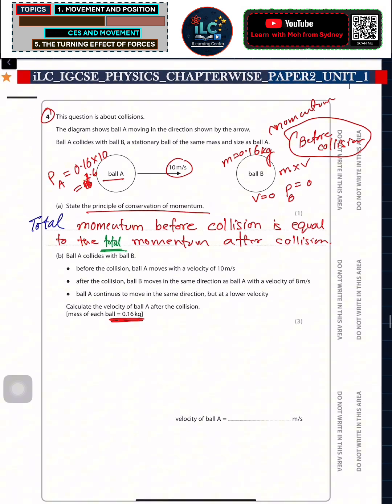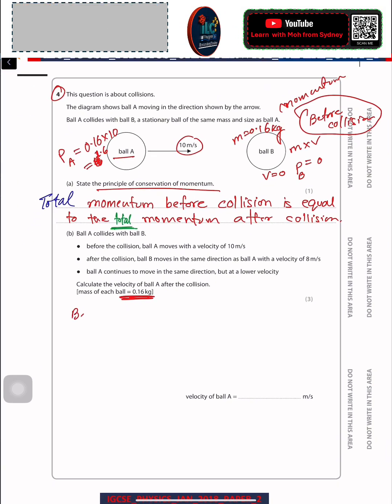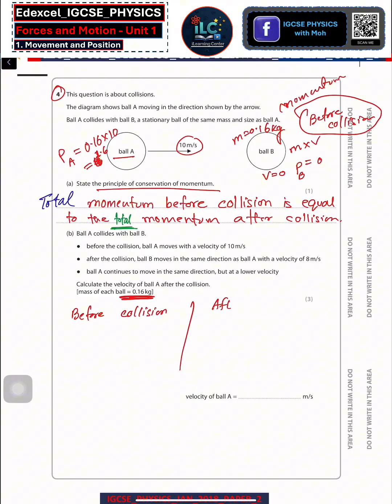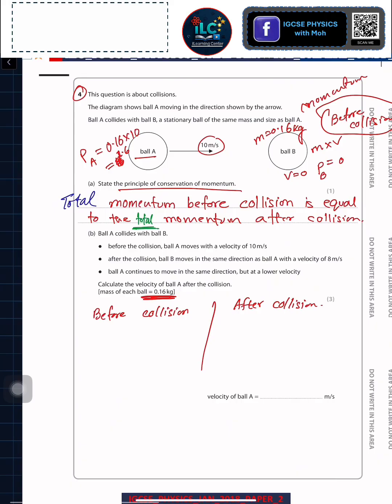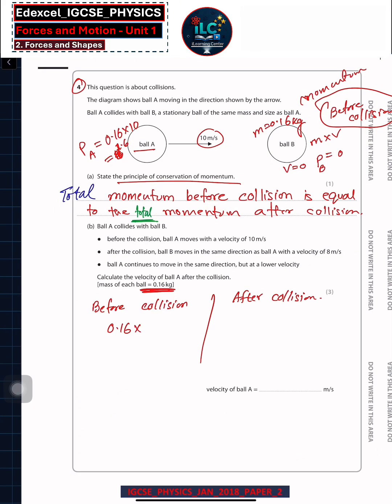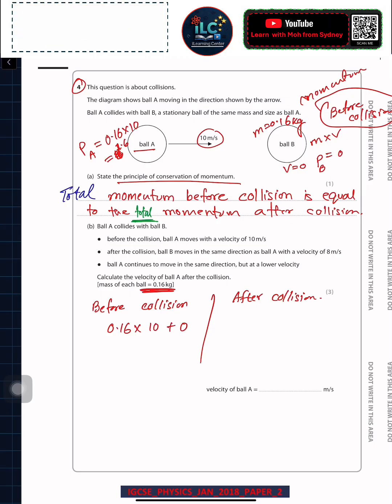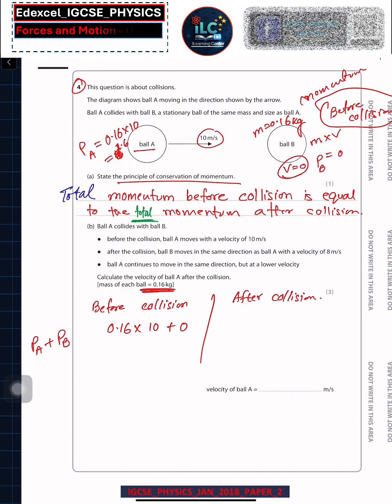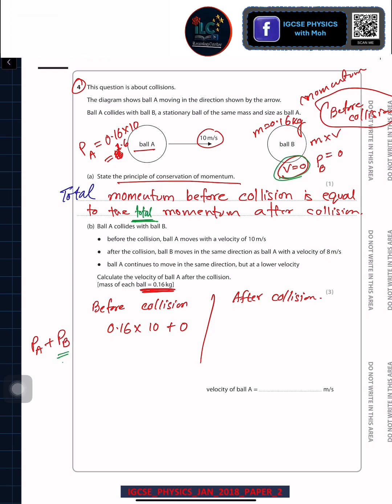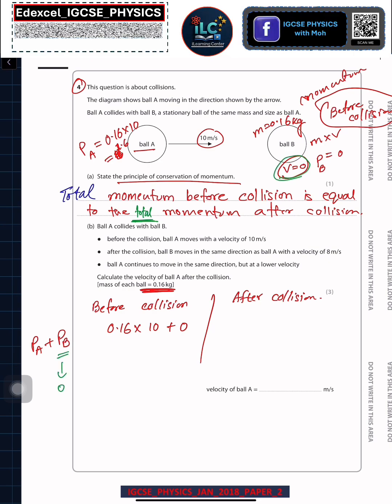So I'll definitely do the calculations here. If I compare the moment before collision and after collision, what's happening here? Before collision, you have 0.16, which is the mass of A, times 10 plus 0. So what are we doing here? Momentum of A plus momentum of B. Since the velocity of B is 0, the momentum of B is 0, because if you multiply anything with 0, it should be 0.